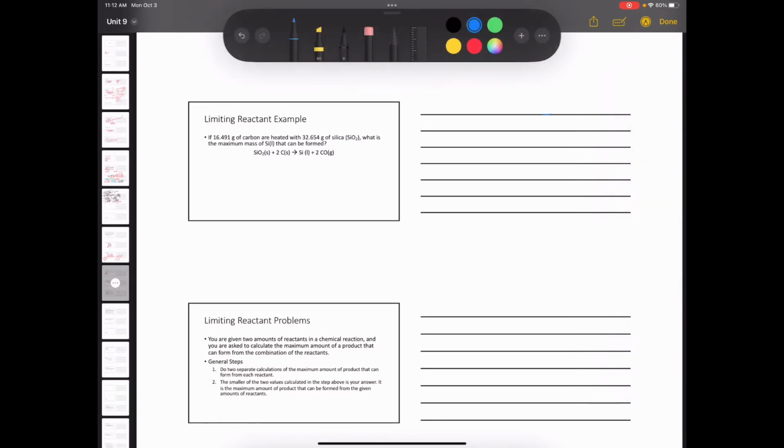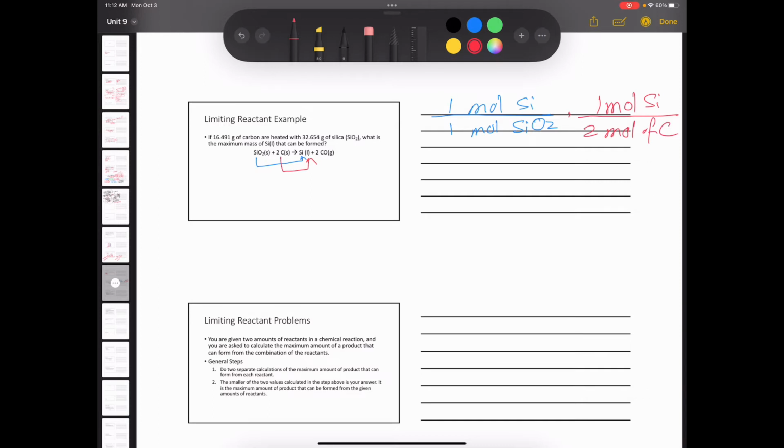So the relation between the silicon oxide and the silicon is 1 to 1. What that means is every 1 mole of silicon will be generated from 1 mole of silicon oxide. Now, in the meantime, when you look at the carbon, it's actually 2 to 1. So for every 1 mole of the silicon generated, we need 2 moles of carbon.